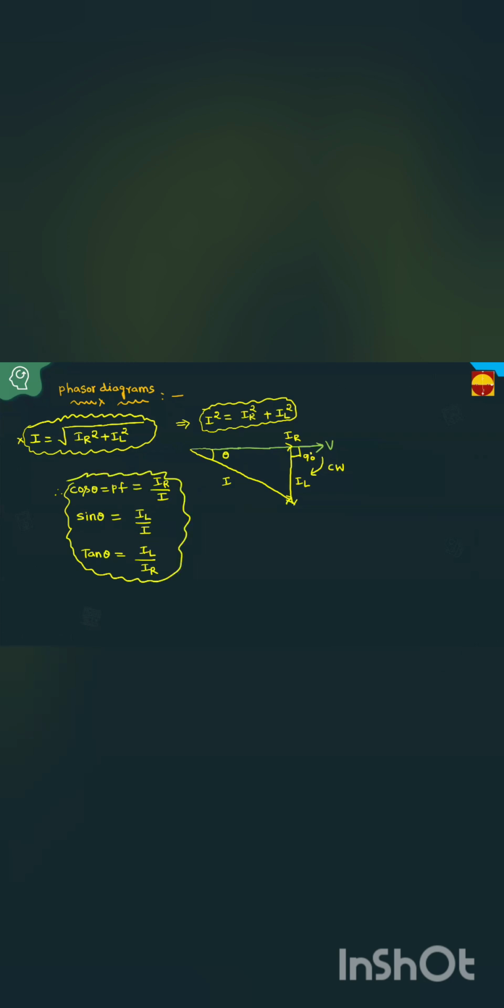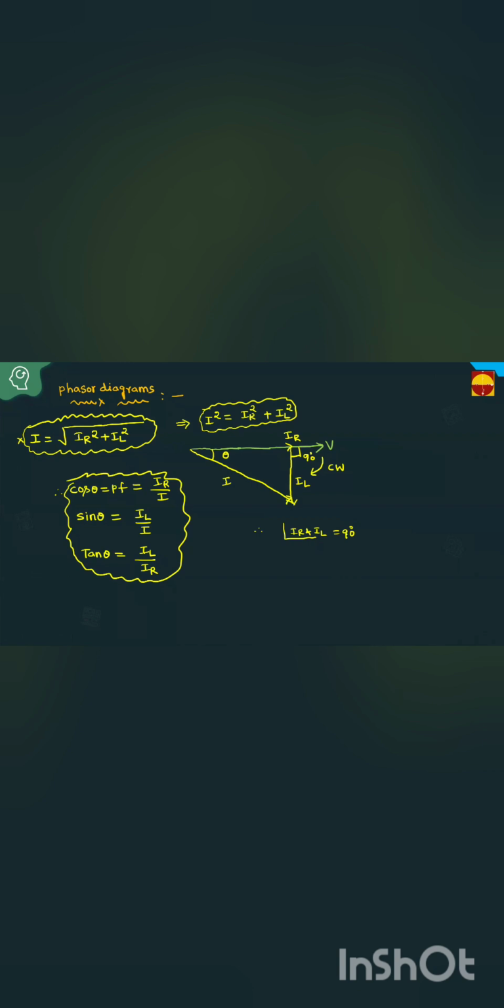Yes, concentrate. Any doubt? So, okay, students, understood? What is the angle between IR and IL? The angle between IR and IL is 90 degrees.